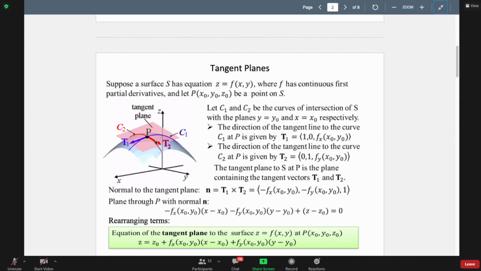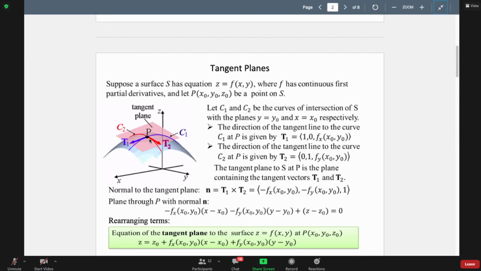Now, we can intersect this surface by planes. Plane y equals y0 and plane x equals x0. You remember we had this on the previous slides when we discussed tangent vectors. So C1 is where y is constant. That's this blue curve. And C2, where x is constant, that's the red curve. And then, of course, we can compute the tangent vector to the blue curve and the tangent vector to the red curve.